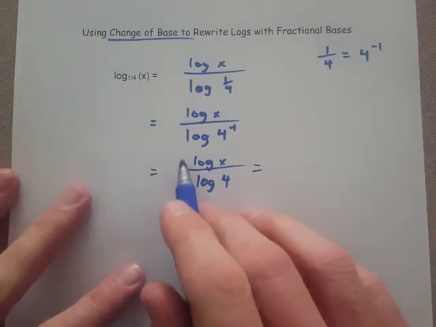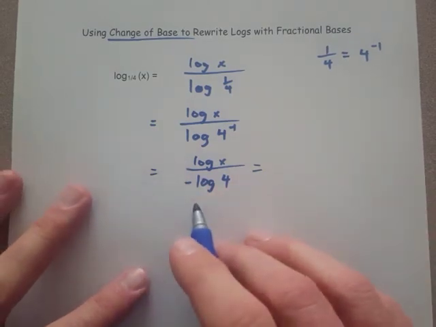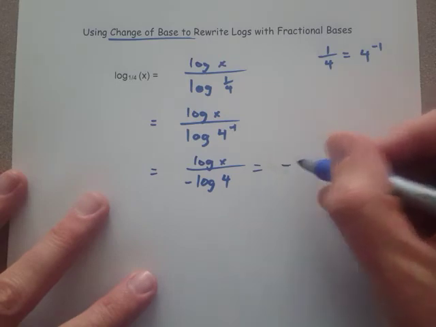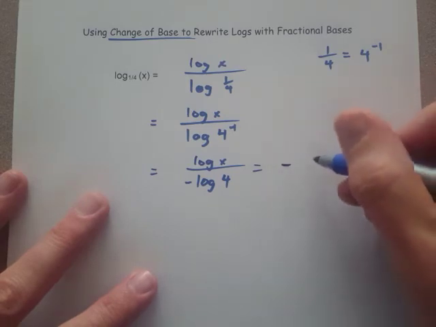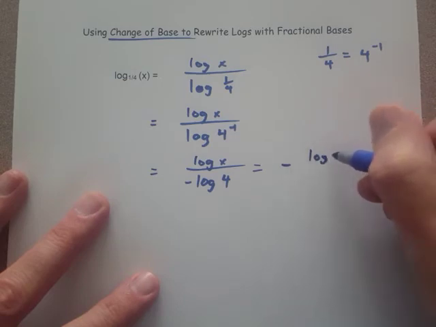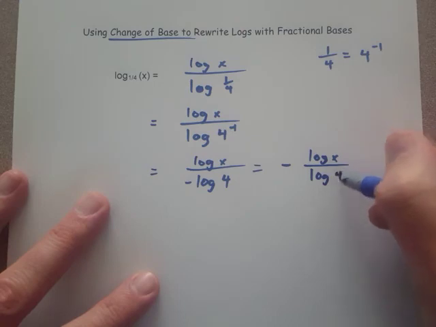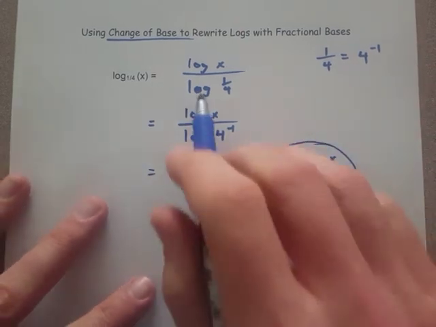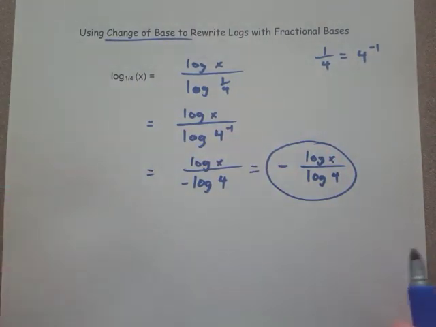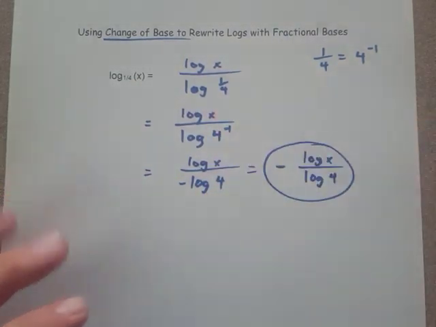And if the negative is down here, that means the negative can pretty much be anywhere on this fraction, so I like to move it out to the front of everything and call it the negative of that entire fraction. So log x over log 4. And in doing so, we have eliminated any kind of fractional base or fraction in the problem, and we just get this log expression.